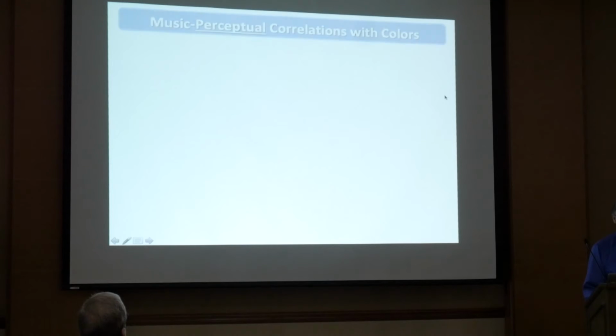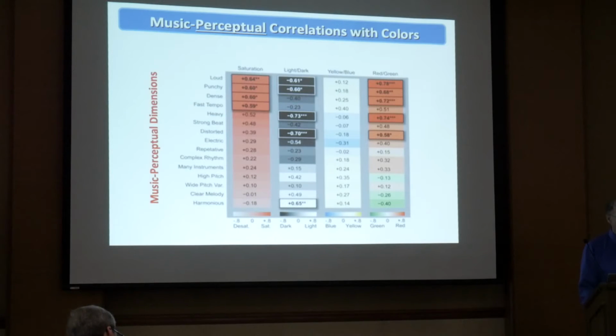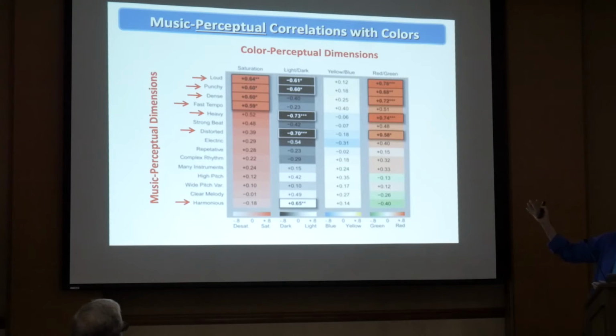Now I'm going to just zip on by here. So what I'm going to show you now is just how much of this variance can be accounted for by emotion. All right. So these are low-level correlations between various perceptual dimensions, loud, punchy, dense, fast tempo, heavy, and so forth, musical dimensions, and the color perceptual dimensions of the colors people picked. And there's a lot of very significant color correlations here. They're the ones that are sort of in depth raised toward you, okay? Something, I think it's like 14 of these things.